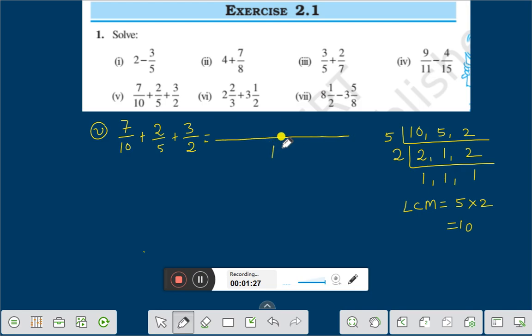Now if we divide 10 by 10, it comes to 1, that is 7 into 1, plus if we divide 10 by 5, it comes to 2, that is 2 into 2, plus if we divide 10 by 2, it is 5, that is 3 into 5. Then we are getting 7 plus 4 plus 15 by 10.